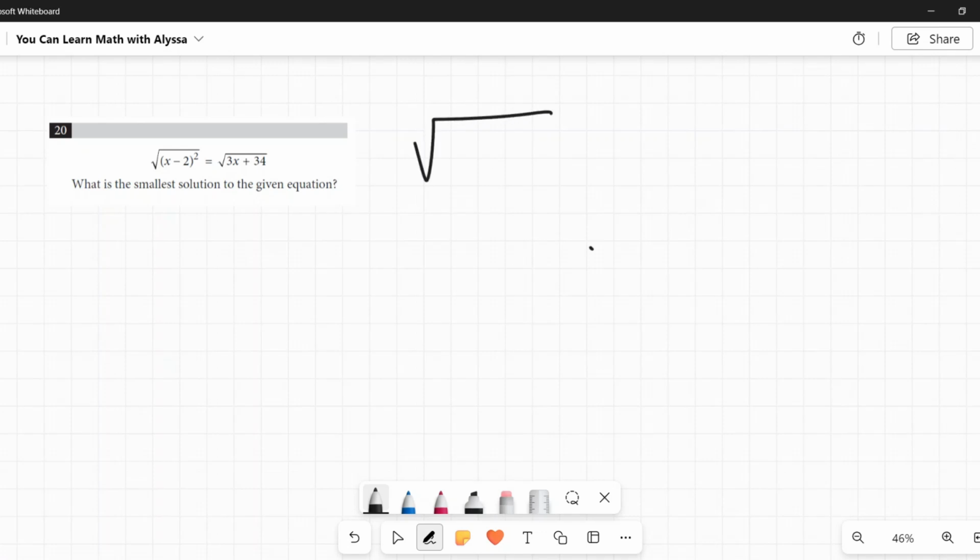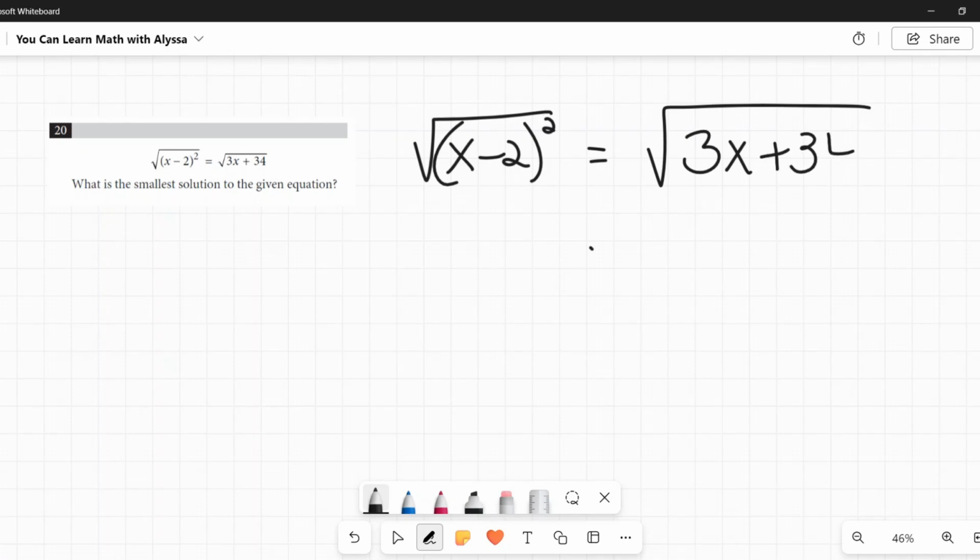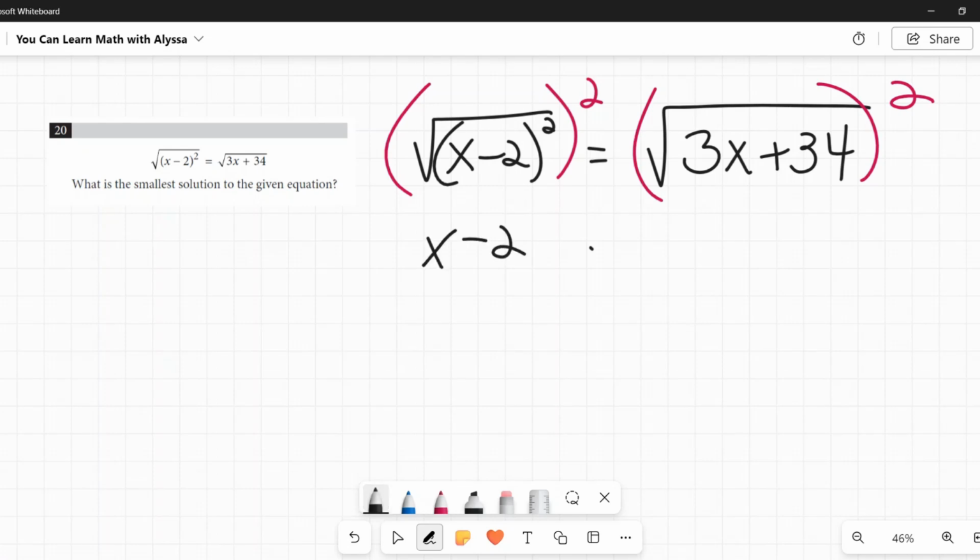So mathematically, if I have the square root of x minus 2 squared equals the square root of 3x plus 34, to undo those square roots, I need to square both sides. That just gets rid of the square root. So then on the left, I will have x minus 2 squared, and on the right, I have 3x plus 34.